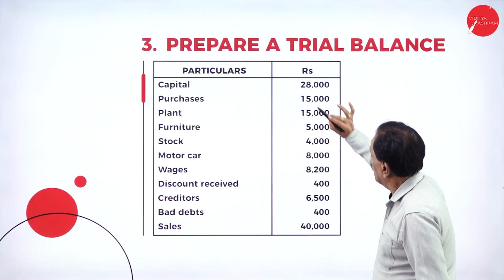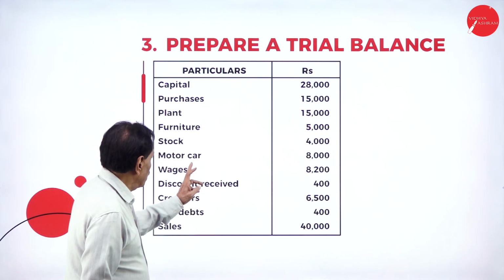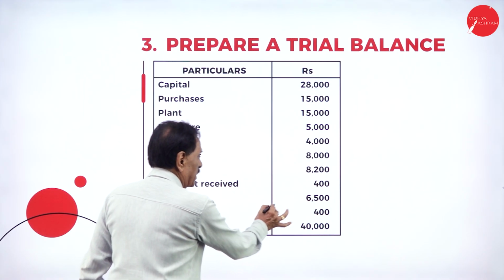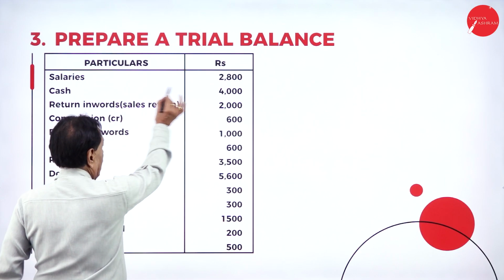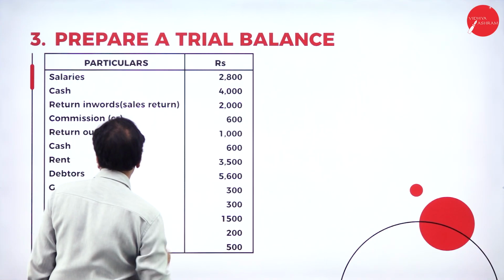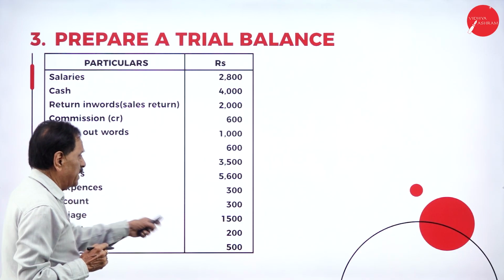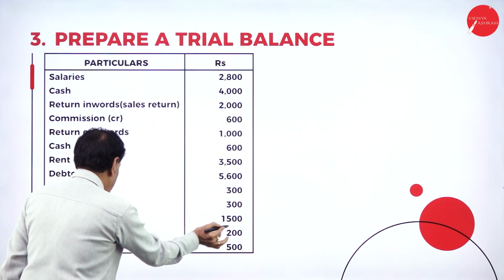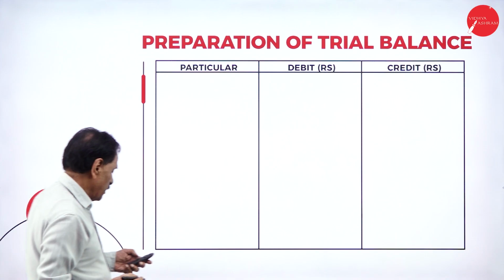Capital on the credit side, purchases debit side, plant debit side, furniture debit side, stock debit side, motor car debit side, wages debit side, discount received credit side, creditors credit side, bad debts debit side, sales credit side, salaries debit side, cash debit side, return inwards debit side, commission credit side, return outwards credit side, cash debit side, rent debit side, debtors debit side, general expenses debit side, discount debit side, carriage debit side, interest received credit side, advertisement debit side. We'll move on one by one.